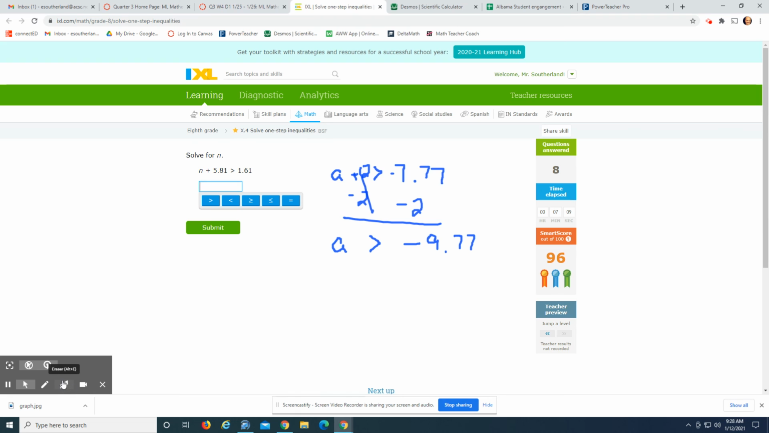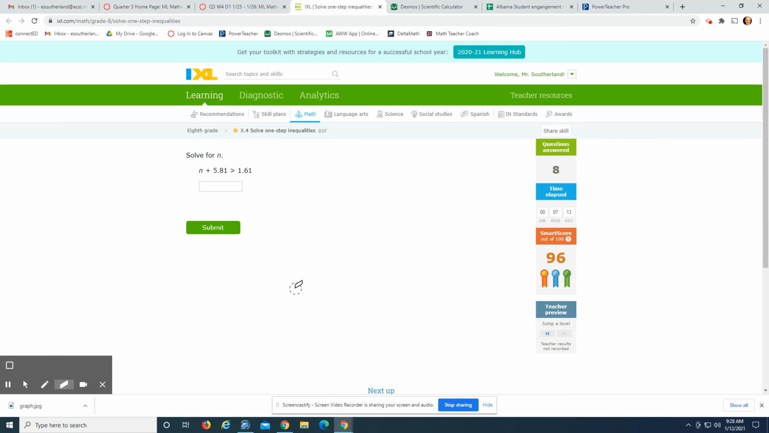Again, it's going to be the same thing. You just do the same thing over and over again. Just because it's decimals doesn't change how you do it.